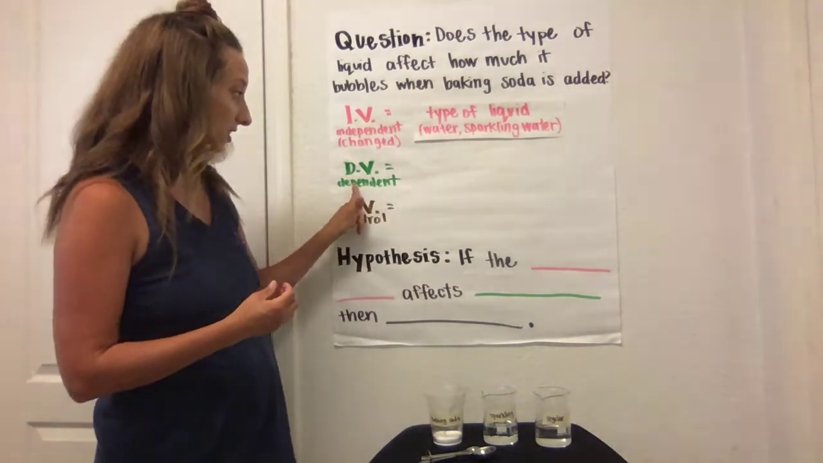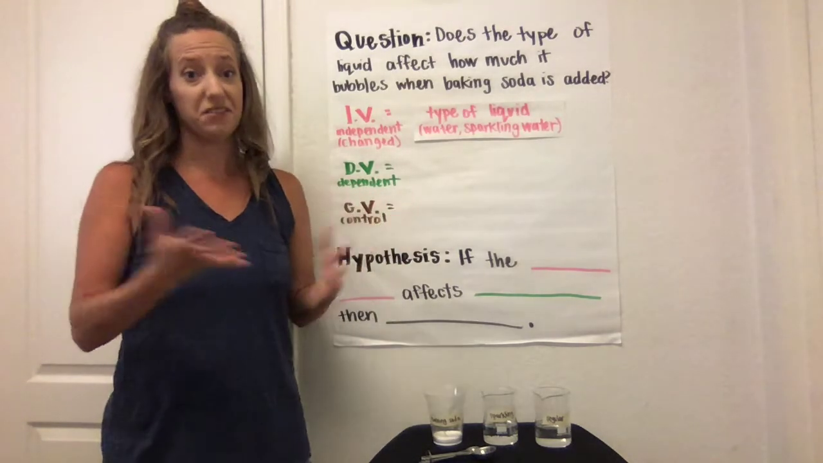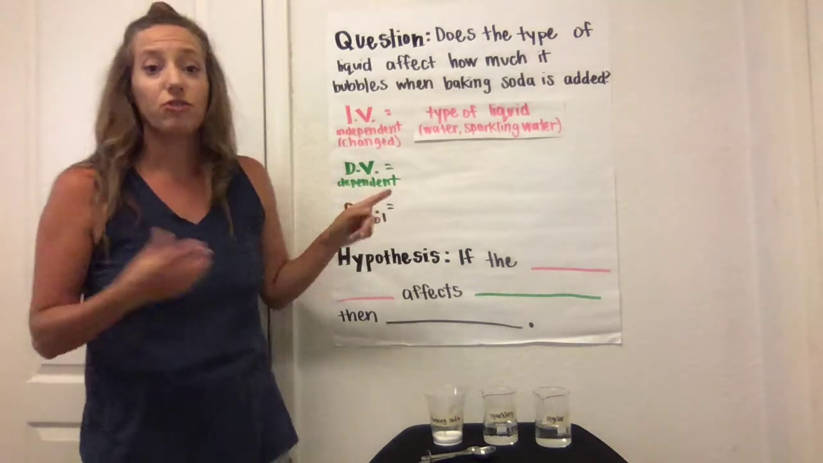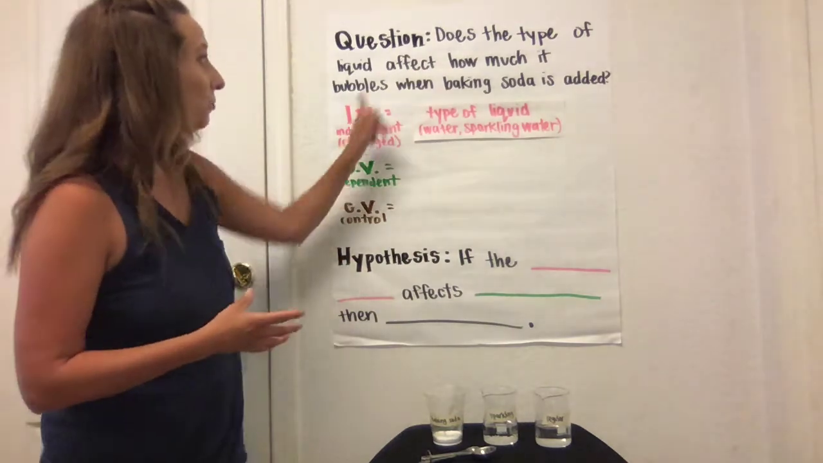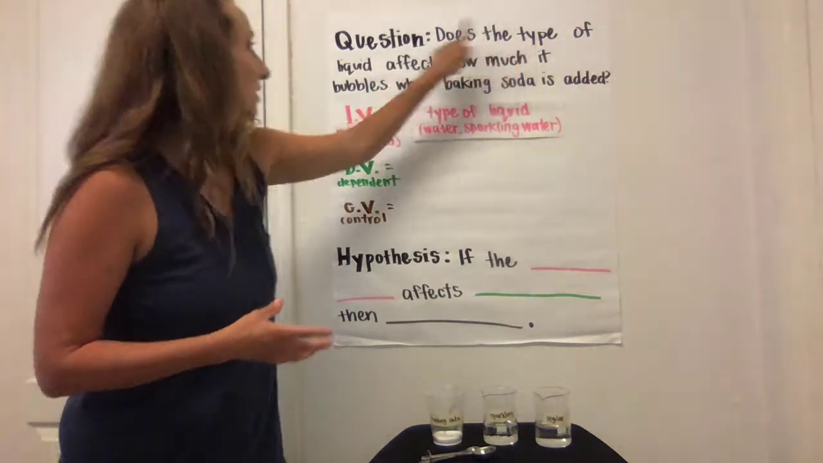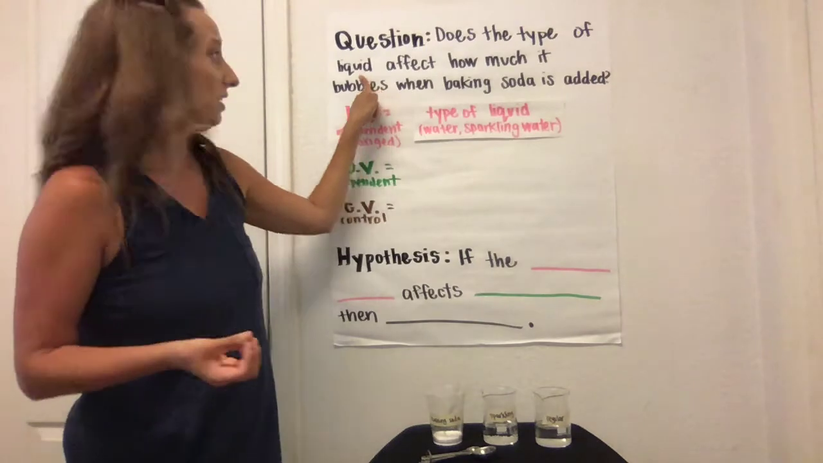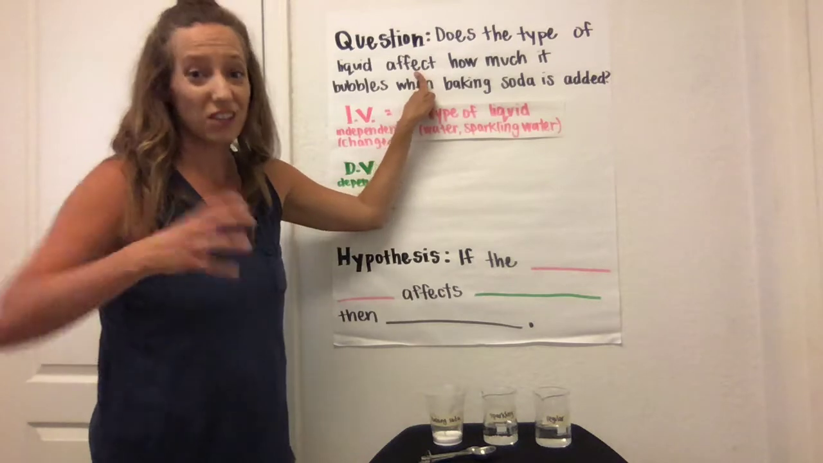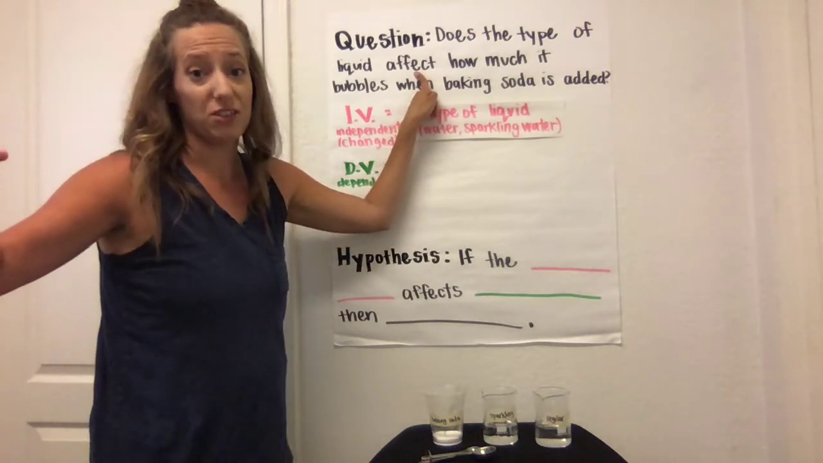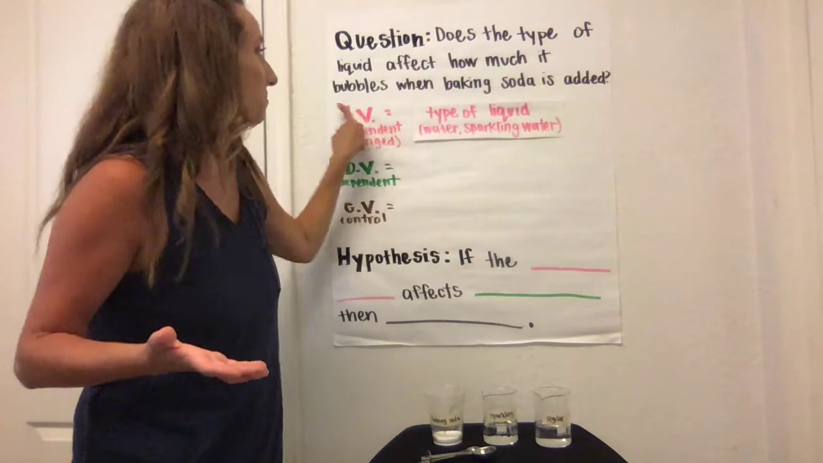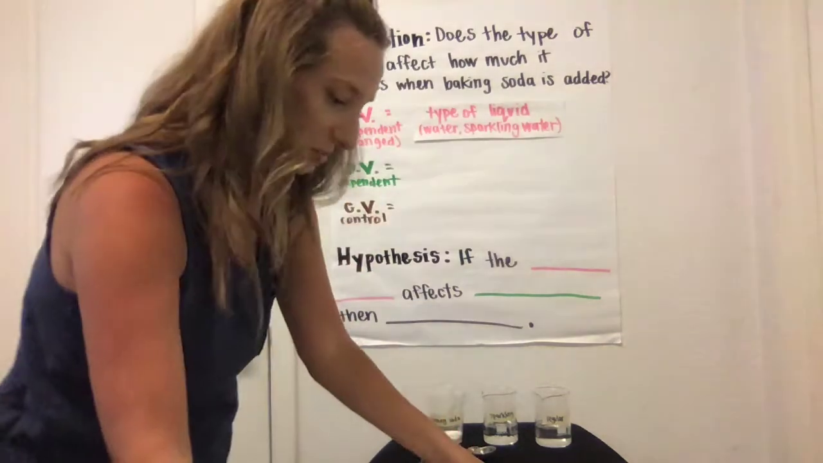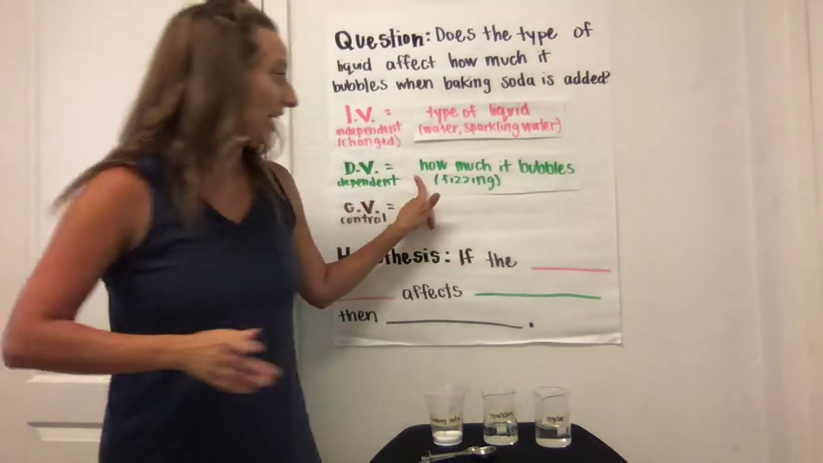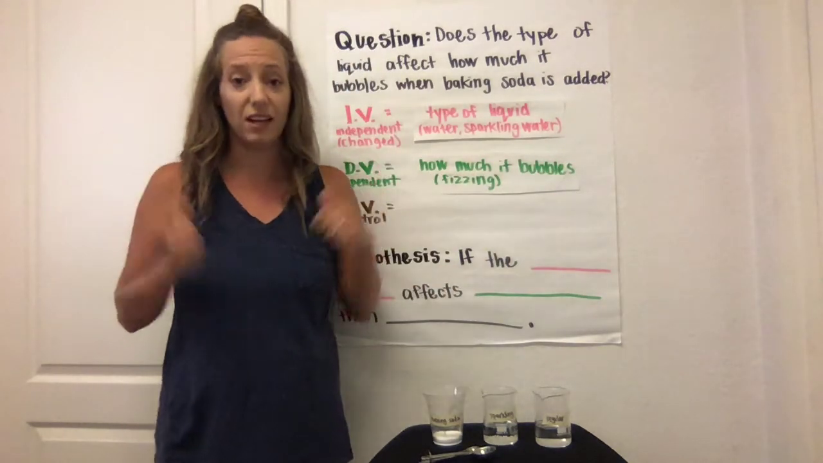The dependent variable is the thing that depends on what you're changing for the independent. So we also call this DV for short. So for this, we already said, okay, the type of liquid is the independent. Affects. Now, after the word affect, it's usually your dependent variable that's going to be listed. So how much it bubbles, that is my dependent variable. So I'm going to fill that in. So it says how much it bubbles, or fizzing in this case.